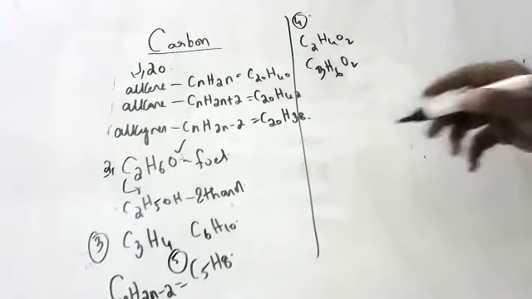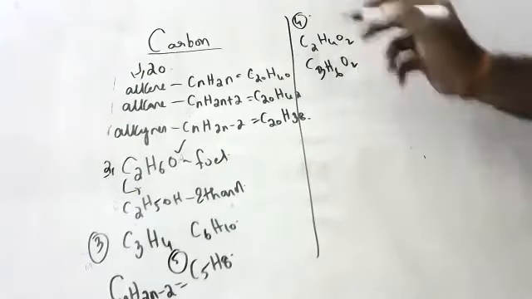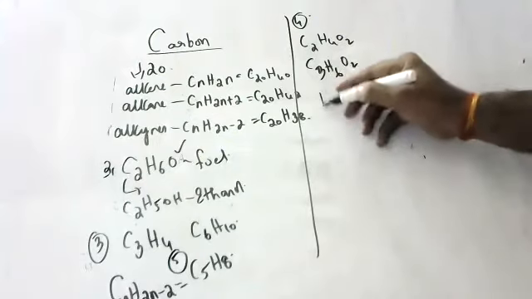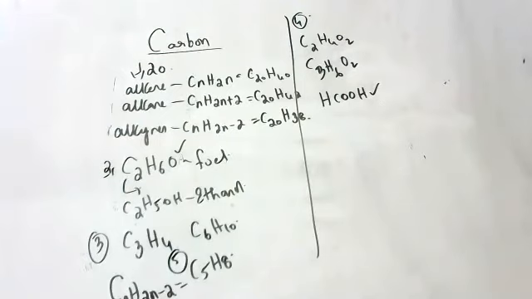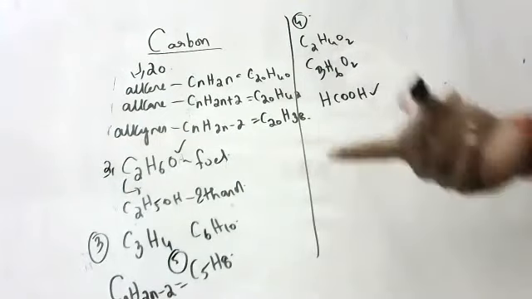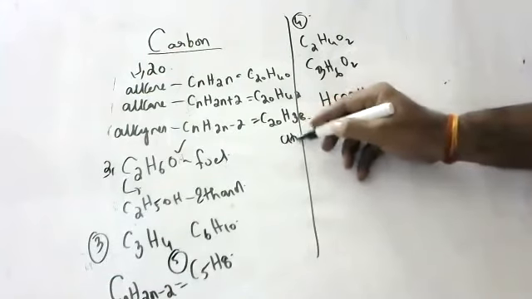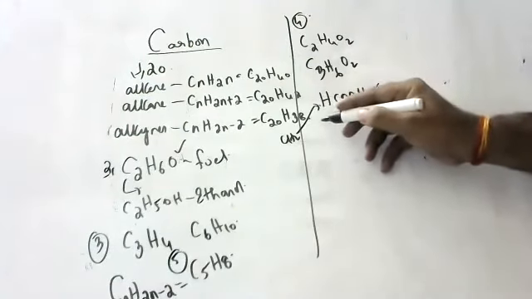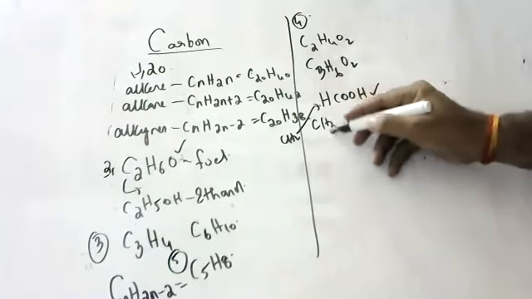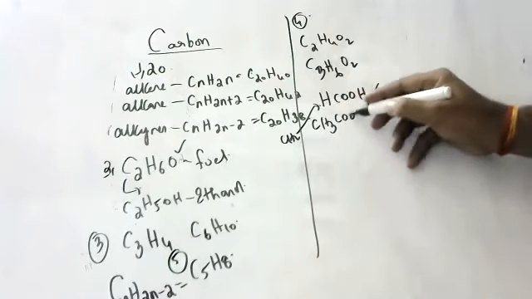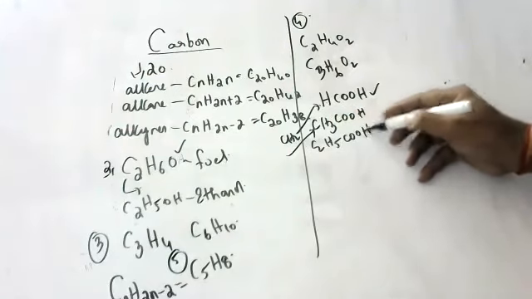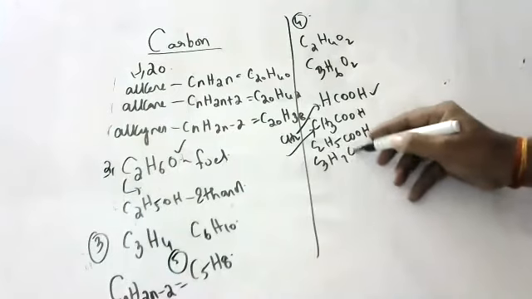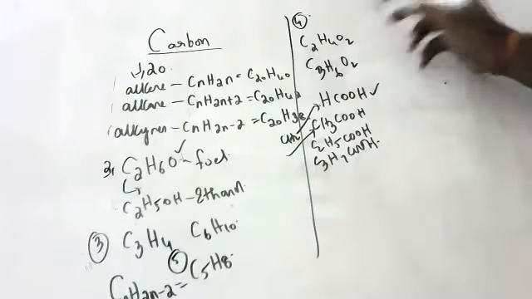So, children, carboxylic acids generally, C2H4O2. We know the first carboxylic acid is methanoic acid, HCOOH. To this you add CH2. If you add CH2, it will become CH3COOH. Again add CH2, C2H5COOH. Again add CH2, C3H7COOH.